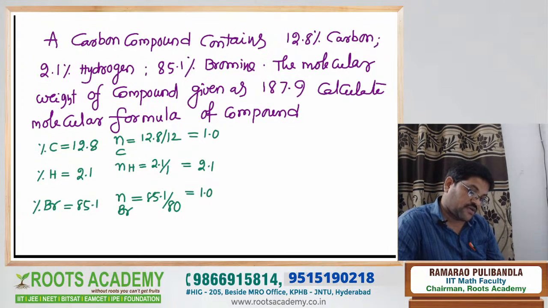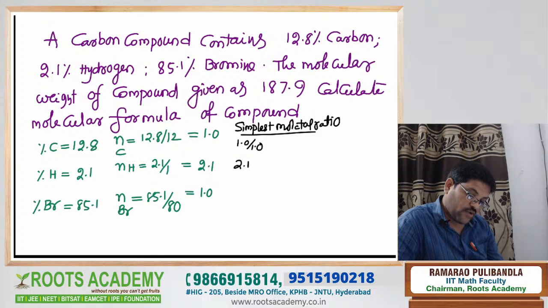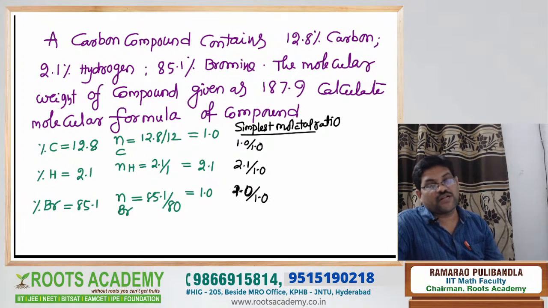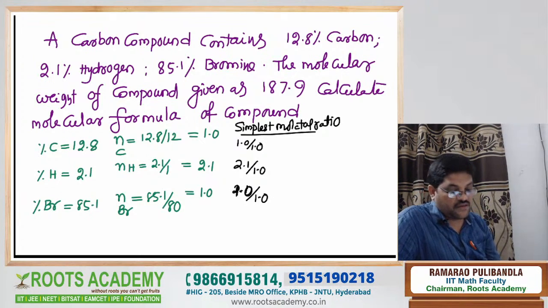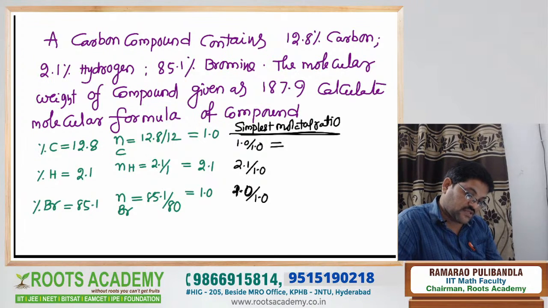Now the next step, you want the simplest mole atoms ratio. How do you get the simplest mole atoms ratio? With respect to the simplest mole atoms ratio, 1.1 by 1.0, 2.1 by 1.0, 1.1 by 1.0. Now this value gets as 1, this value gets as 2, this value gets as 1.